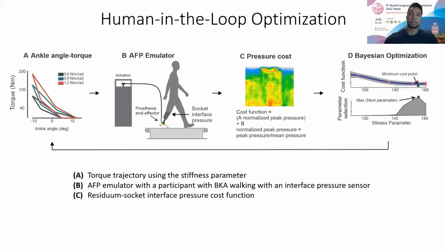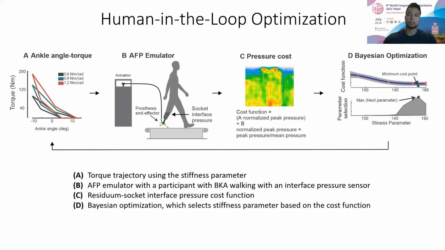C, again, is the residuum socket interface pressure cost function that I previously detailed in the previous slide. Then D, once we obtain this cost function, is the Bayesian optimization, which selects the stiffness parameter based on the cost function. On the top figure is our Gaussian process curve, where a minimum cost point is used to determine the next optimal parameter. On the bottom figure is our acquisition function, which is choosing the next best parameter.